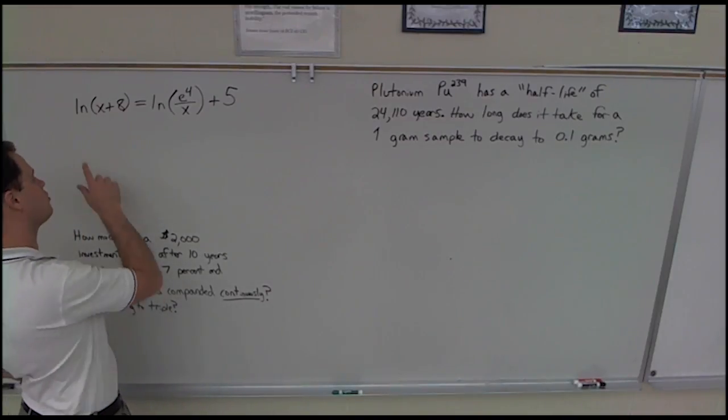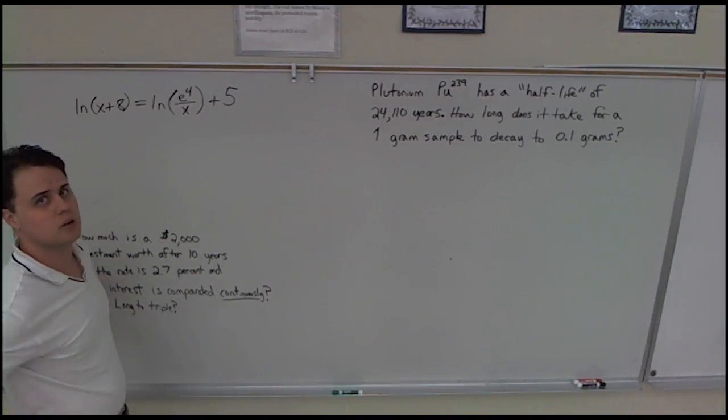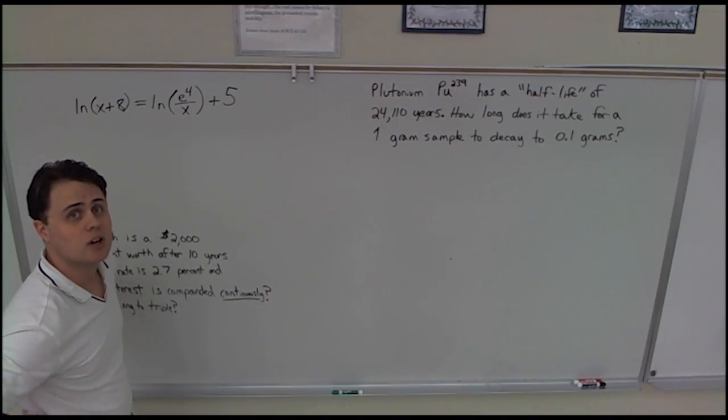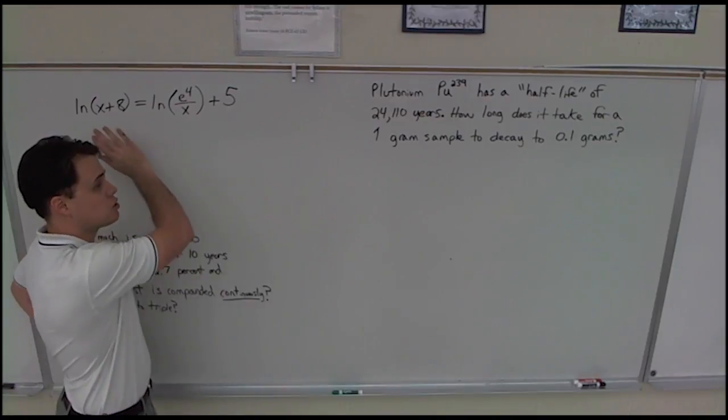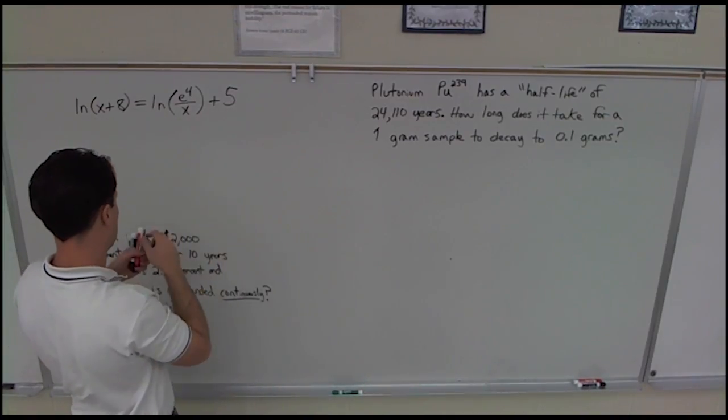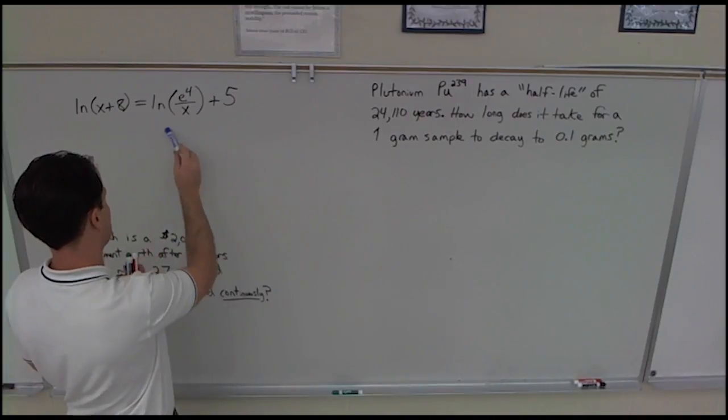I can't really raise both sides to e to solve the equation yet, because I don't have one logarithm. I've got 3 different terms here. I have a natural log there, a natural log there, and a 5 there. So I think I'm going to subtract this one to the other side. So I'm going to subtract this guy over there.